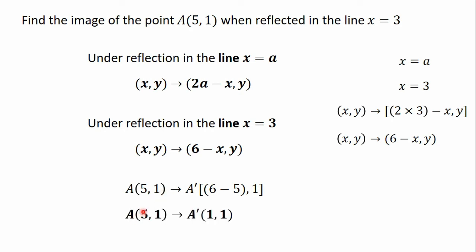Now this will give us A with coordinates 5, 1, which maps to A prime with coordinates 1, 1, because 6 minus 5 is 1, and the y coordinate here is 1. So point A with coordinates 5, 1, when we reflect it in the line x is equal to 3, will give us the image A prime with coordinates 1, 1.